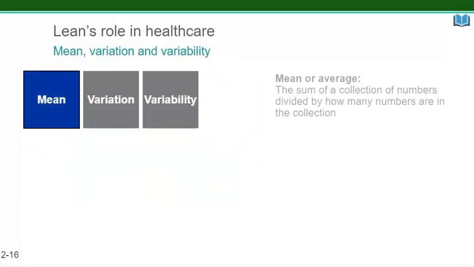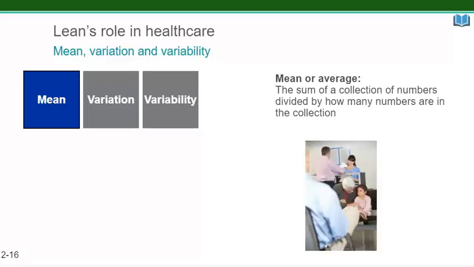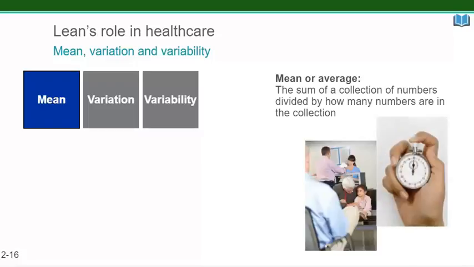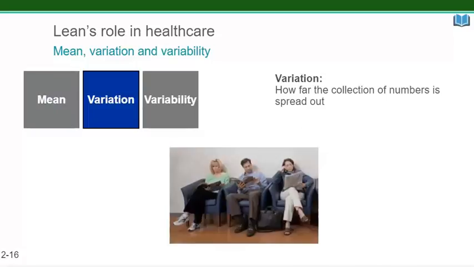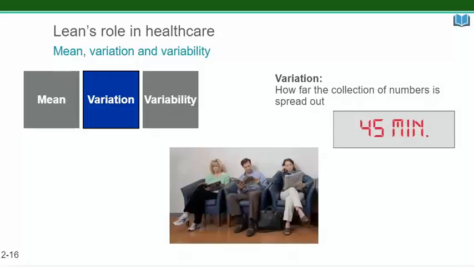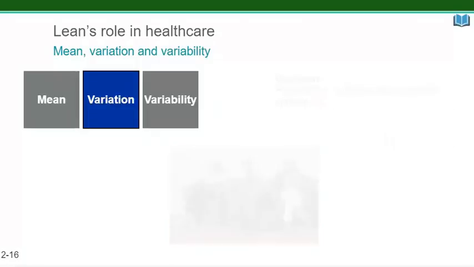First, the mean or average is the sum of a collection of numbers divided by how many numbers are in the collection. In healthcare, the mean is often a misused measure of what the typical patient encounters, such as average wait time. On the other hand, variation measures how far this collection of numbers is spread out. It's what the patient actually experiences. If the average wait time is 10 minutes, but you happen to be waiting for 45 minutes, you aren't satisfied and the 10-minute average means nothing to you.